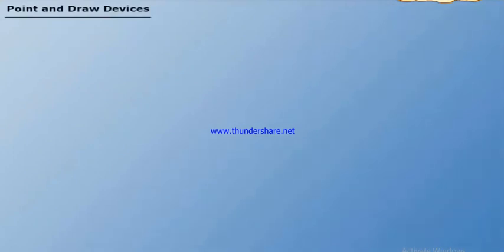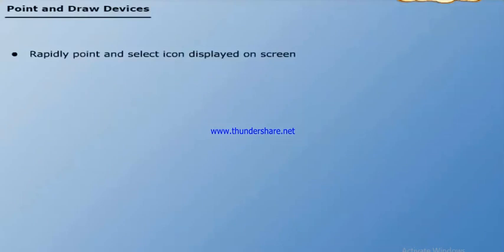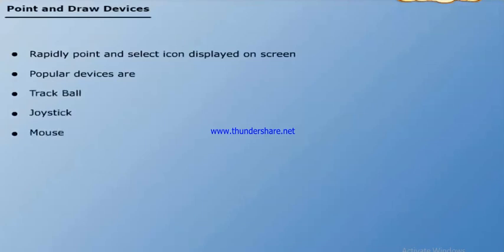Point and draw devices. A point and draw device is an input device which helps to rapidly point and select an icon to display on the screen. Popular input devices are trackball, joystick, mouse, light pen, touchscreen, and digitizer.